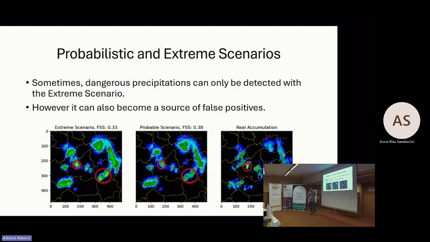Here we have an example where an extreme scenario can detect a very high, this yellow core of precipitation, which is real, but the probable scenario does not. But this can also lead to false positives. So there's no perfect solution, and this is a reasonable way of doing this.